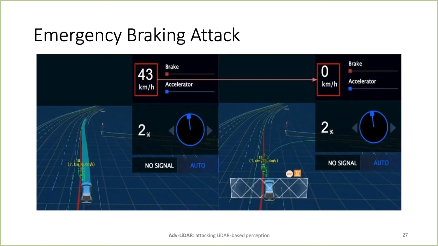They then took their attack and put it into the simulator that Baidu uses, and basically were able to prove that the simulation did cause a wrong decision for the car. In this example, the car is driving along at 43 kilometers an hour. Then they were able to spoof this fake object here, and the car slammed on the brakes in the simulator. Granted, it's just a simulator, it's not the real world.